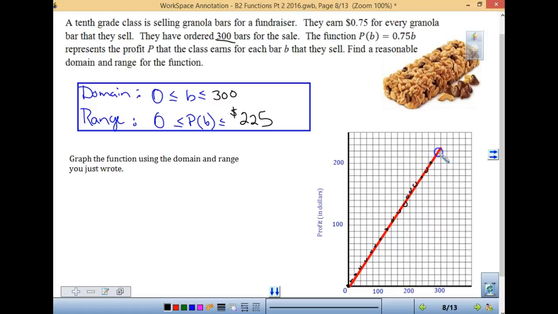Our top that we can sell is at 300 bars, and the profit is $225. The least we have is at 0 bars sold, $0 profit. This should definitely be a discrete graph. No line. You cannot sell people half a granola bar.